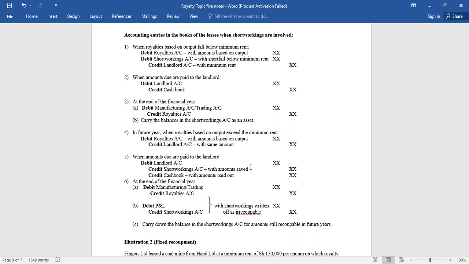And then of course you are going to carry forward the balance in the short workings account. And this is over because our contract was restricted to recoupment of 3 years. Now we are okay. Can we close the account with now the 6B?